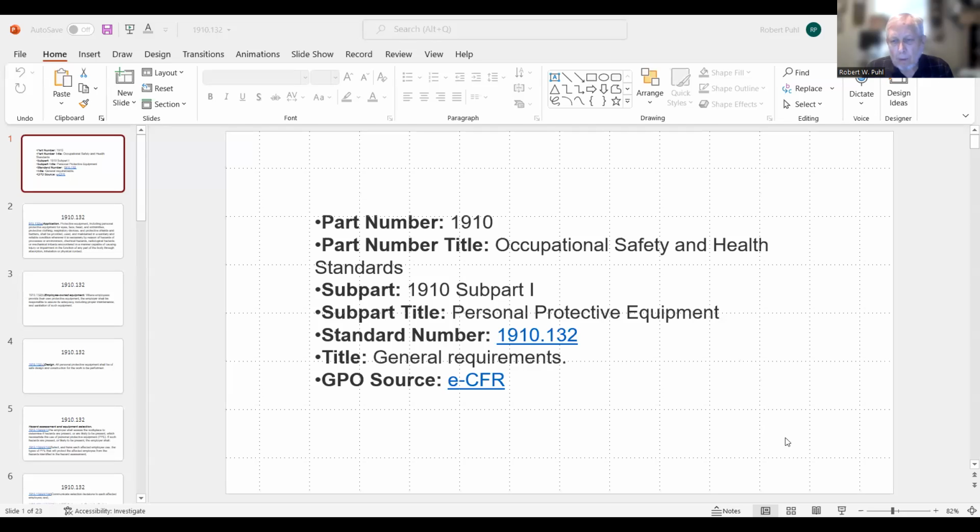This is 1910.132. This is the general requirements of this section here. So this section here is Subpart I. We'll get going here as soon as this decides to cooperate.